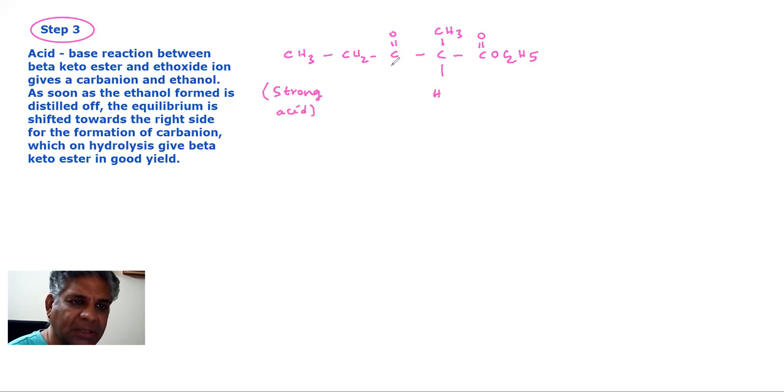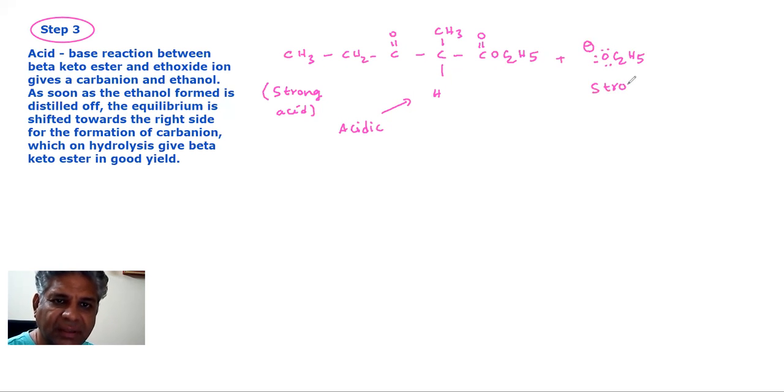Why is it a strong acid? Because this particular part is an electron withdrawing group, and this particular part is an electron withdrawing group. Now this CH is in between two electron withdrawing groups. So this hydrogen is highly acidic in nature, and this is what is called an active methylene group. This particular hydrogen is highly acidic. That's fine. And then here you have a base, which is your ethoxide ion. This is a strong base.